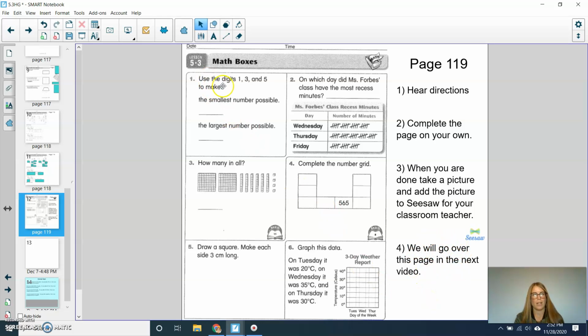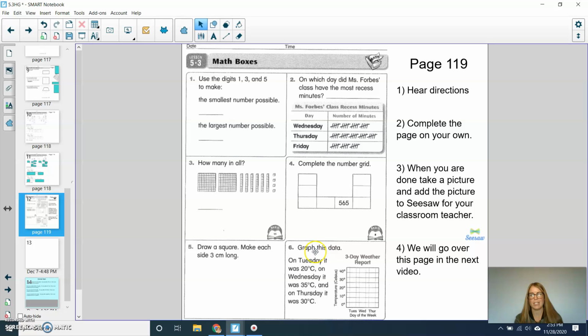So for question 1, use the digits 1, 3, and 5 to make the smallest number possible and the largest number possible. For question 2, on which day did Ms. Forby's class have the most recess minutes? How many in all, looking at your base 10 blocks? Complete the number grid for number 4. For question 5, draw a square, but make sure that each side is 3 centimeters long. So you're going to need your ruler or your template for this question.